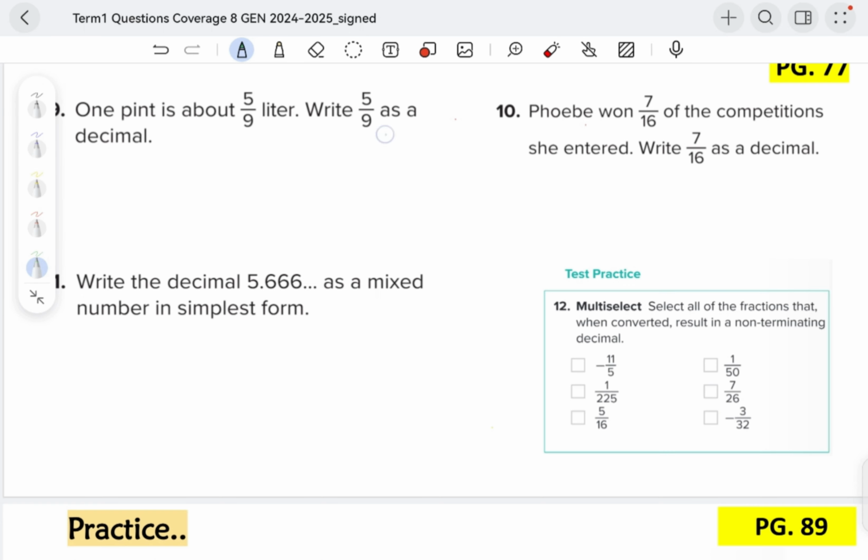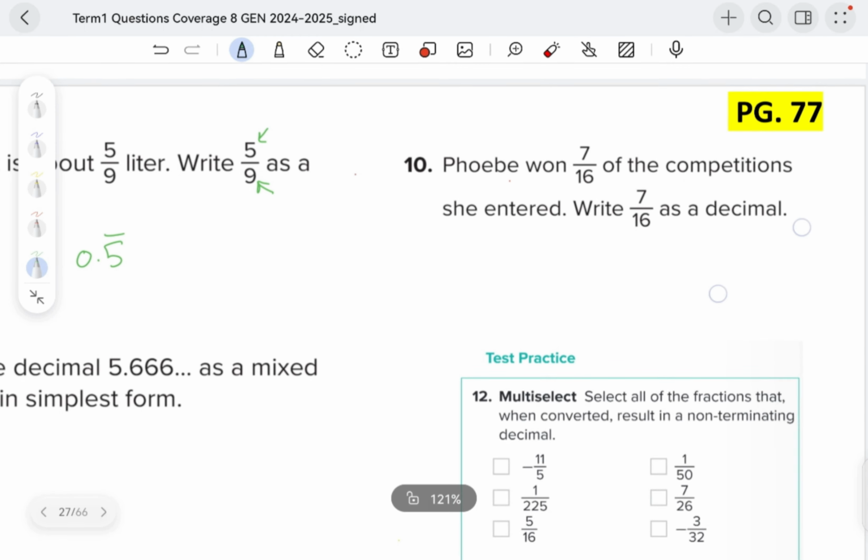Since we have a division by 9, it means that we have one repeating digit. So the 5 will be repeating. So the answer is 0.5 repeating. Now let's go for question number 10.